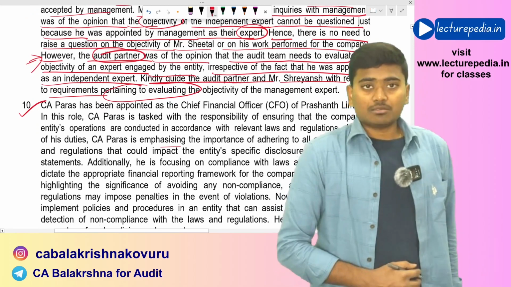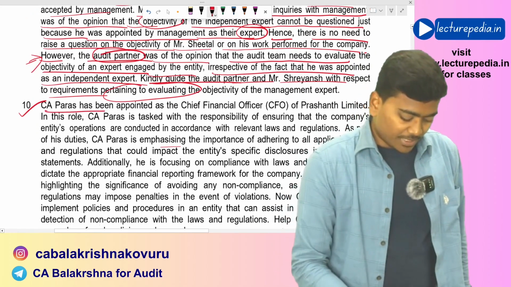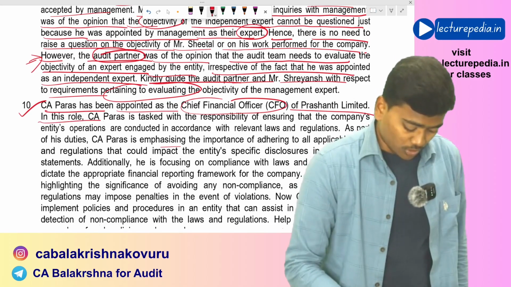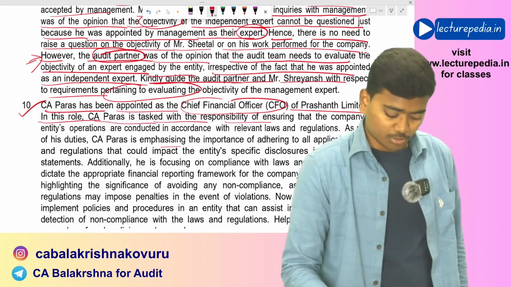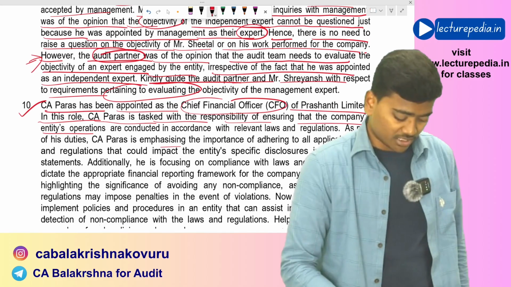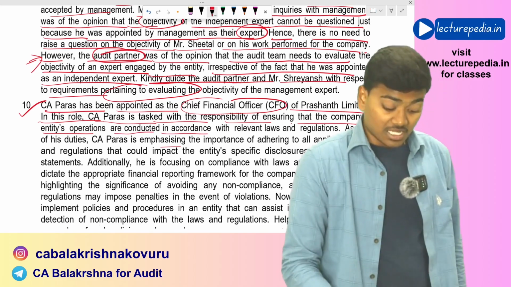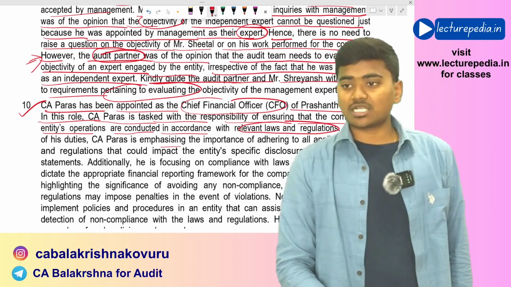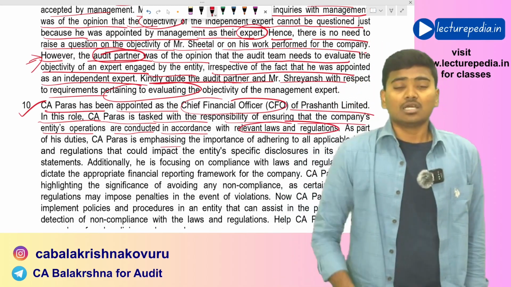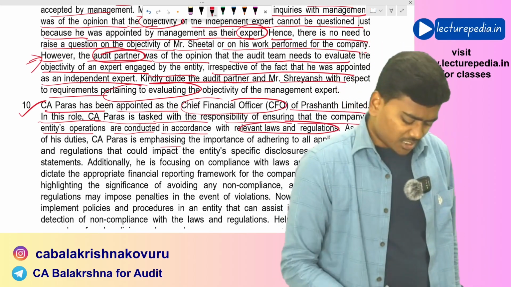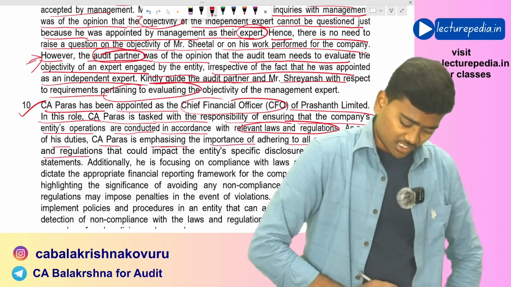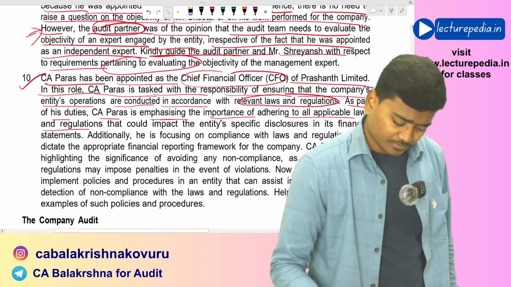Next, question number 10. CA Paras has been appointed as the CFO of Prashant Limited. In this role, CA Paras is tasked with the responsibility of ensuring that the company's operations are conducted in accordance with relevant laws and regulations. His duty is to ensure that the company performs its business as per the relevant laws and regulations. As part of his duty, CA Paras is emphasizing the importance of adhering to all applicable laws and regulations. Now, what are they asking?